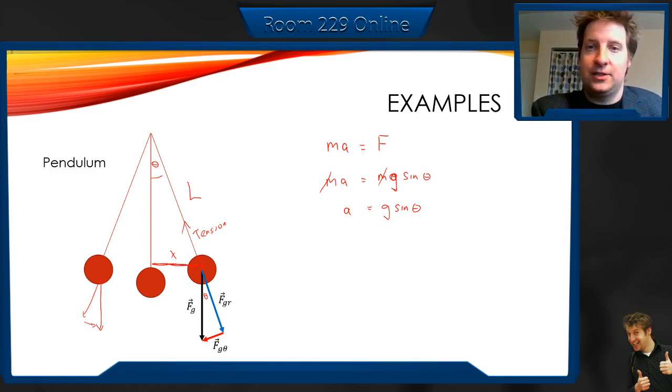Okay. So then sine theta will also be equal to the opposite of theta, which is X, over the hypotenuse, which is L. Or another way I can write this is that my acceleration is going to be equal to g over L in the X direction.